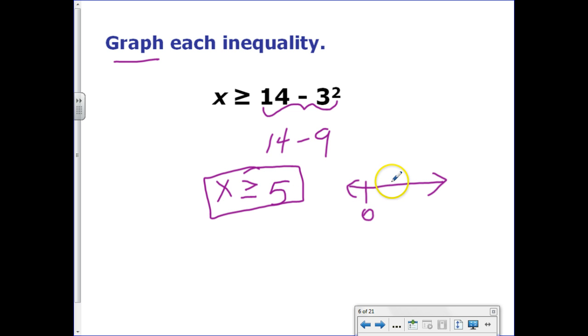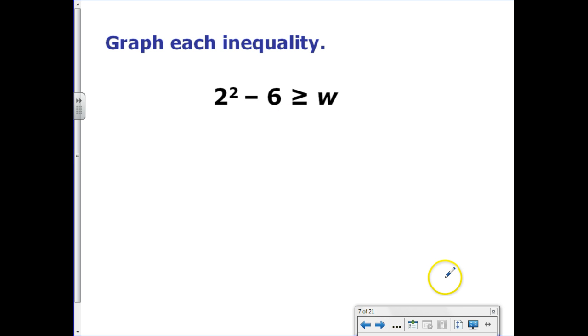Here's 0, 1, 2, 3, 4. 5 is going to be to the right over here somewhere. Put a circle here. And then because I have the equal sign, I'm going to color in the circle at 5, shade to the right. Okay, fill in the arrowhead to indicate I'm including all of the values to the right to infinity. There you go.